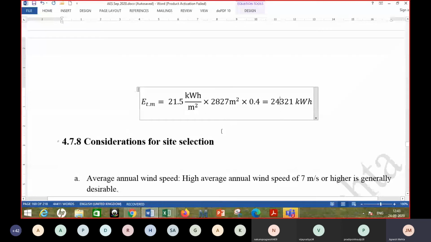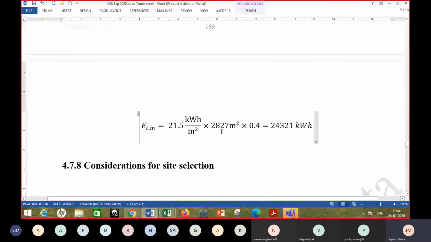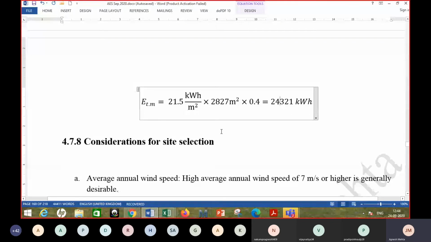So this is how you can get an estimate of how much electrical power generation you can expect in a particular month. And if you do this exercise for all the months and add them together, you get the annual output from that turbine. Okay. So I think when you attempt it yourself, the things will be completely clear to you.